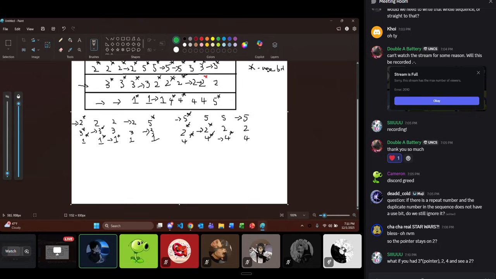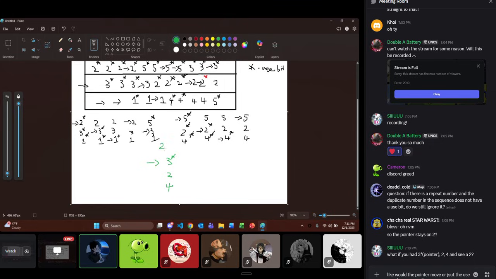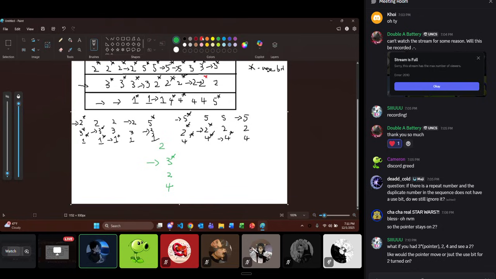I'll just write this in green. So let's just say there are 3 use bits, 2, and then a 4. Okay, and we see a 2, right? So we need to replace 2. Now, because 2 already exists, all you're doing is just turning it on. That's it. You turn it on and you don't move the pointer at all. Keep the pointer there.